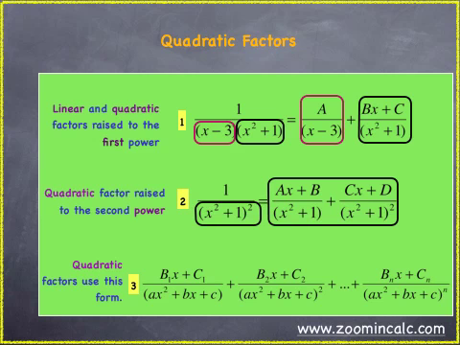If this was raised to the third, then you would have a third partial fraction, and that would be ex plus f over x squared plus 1 cubed. Again, to get that idea or the general form, look at item 3. That tells you the general form when you're dealing with quadratic factors.